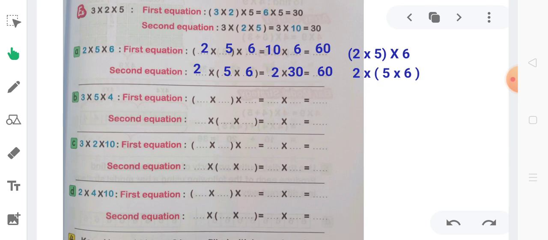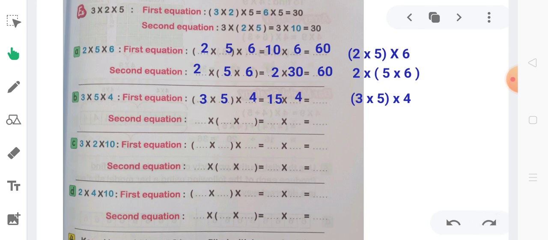3 times 5 times 4. Okay, excellent. I can hear you. Okay, I take the first two numbers together inside the parentheses. 3 and 5 inside the parentheses. Let's write it. Okay. What comes outside the parentheses? It's 4. Okay. 3 times 5. Excellent.